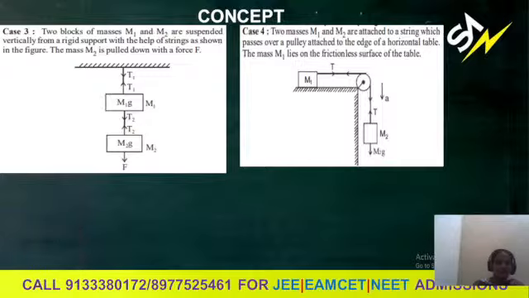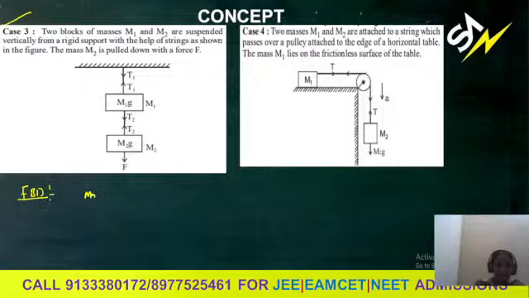Let us see the next situation. There are two blocks of masses M1 and M2 suspended vertically from a rigid support with the help of a spring. In the figure, M2 is pulled down with a force F. And they did not give any acceleration of the masses. So here they can ask just to draw the free body diagram of both.